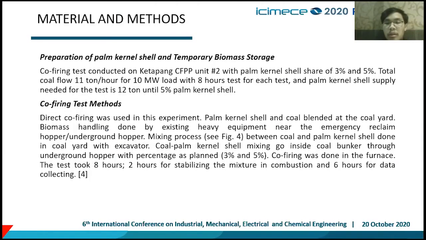Palm kernel shell and coal are delivered to the coal yard, and the mixing process between coal and palm kernel shell is done in the coal yard with an excavator. Coal and palm kernel shell are mixed inside the coal bunker through the underground hopper. And then the test took 8 hours: 2 hours for stabilizing the mixture in combustion, and 6 hours for data collecting.